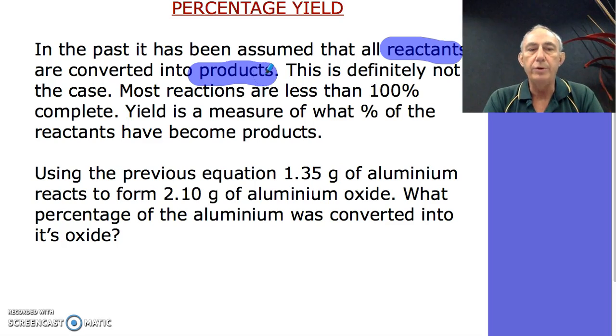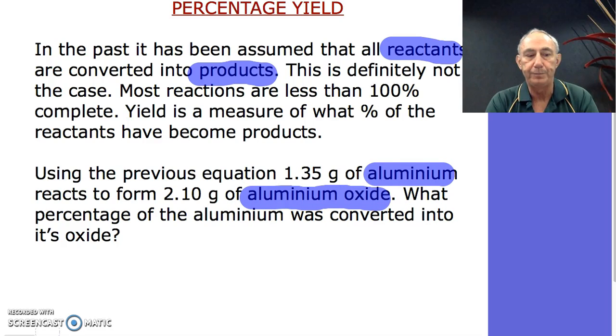So yield is a measure of how much of our reactants have become products, and we express that as a percentage. We're going to use the same equation as the last example, but this time I have told you that 1.35 grams of aluminium is going to be converted into aluminium oxide. What I would like to know is what percentage of the aluminium is now aluminium oxide.